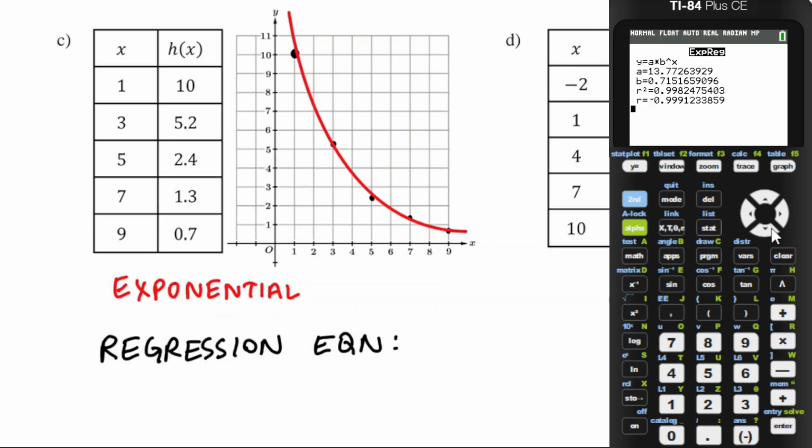So I'm just going to say, all right, y equals a times b to the x. So y equals a, which is 13.773. Remember, always 3 decimals in AP Precalculus. So times b to the x, 0.715 to the x. And there I've got myself a regression equation in an exponential context.